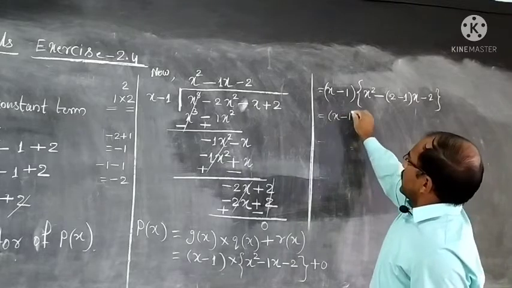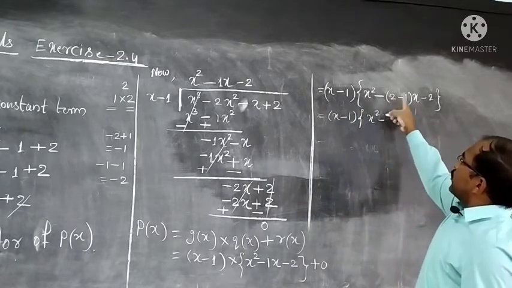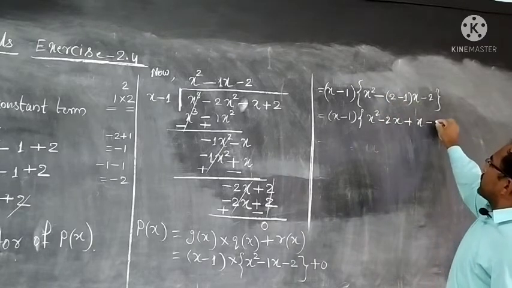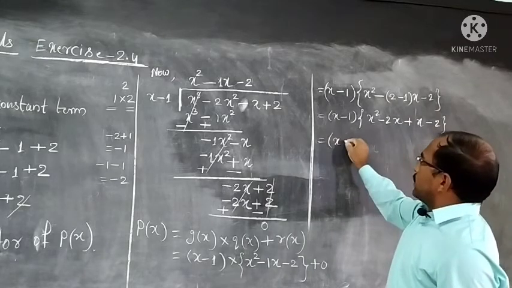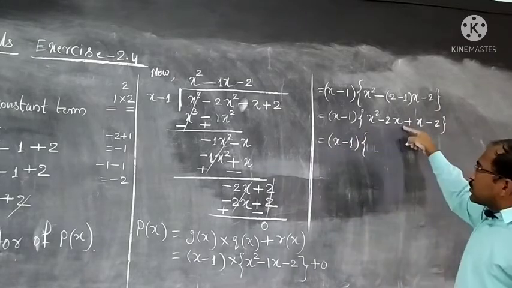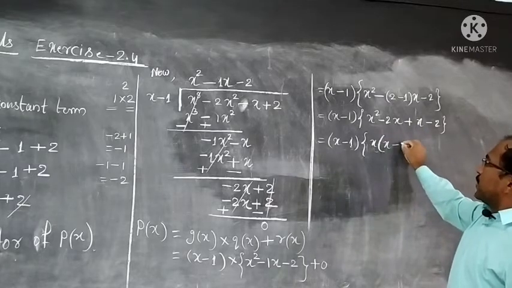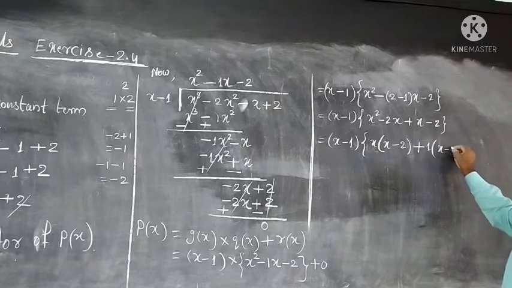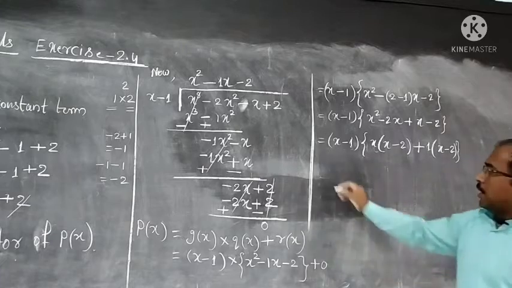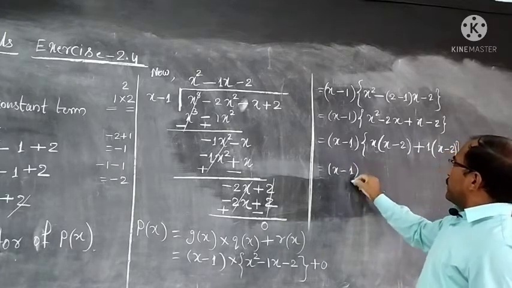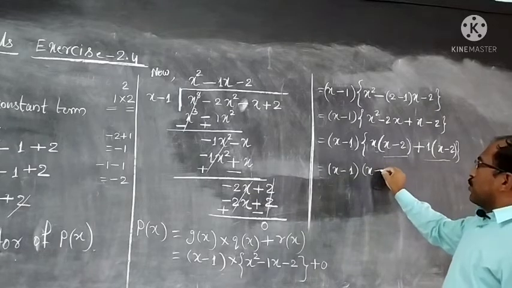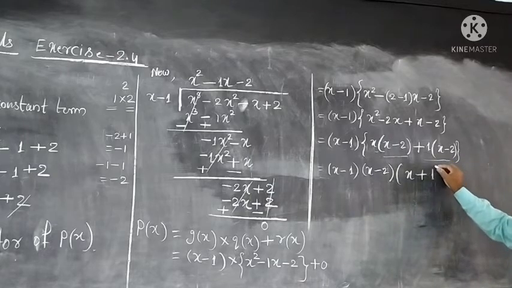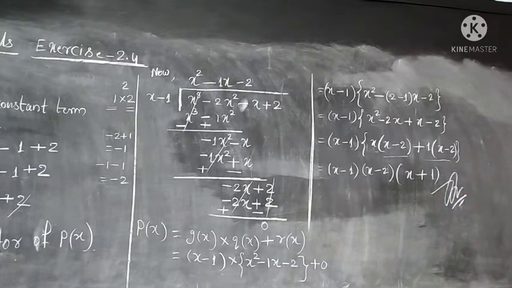x minus 1, x square, remove the bracket now, minus 2 into x, minus 2x, minus minus plus 1 into x minus 2. Finally, we get here x minus 1, from these 2 we will take common x minus 2, plus from these 2 nothing is common. So, 1 we will take common, x minus 2, and then x minus 1, x minus 2, again this is also common, x minus 2, remaining in first place x and second place 1. So, these are the 3 factors of this polynomial.